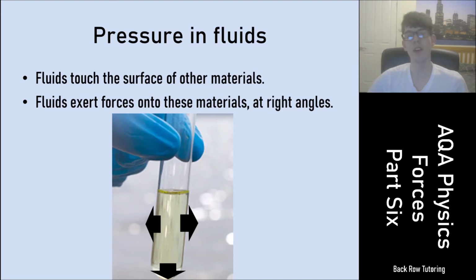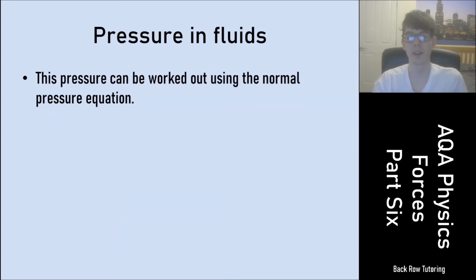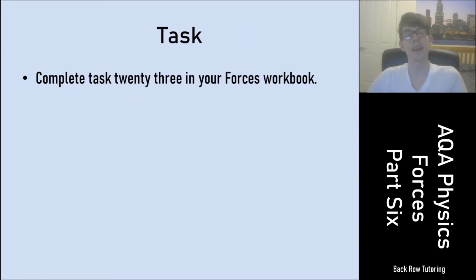So if you've got some water in a test tube, for example, then the water will push against the sides of the test tube. But because these surfaces, in this case a test tube, have surface areas, the fluid puts a pressure on the surface. This pressure can be worked out using the normal pressure equation. Complete task 23 in your forces workbook if you're following along with us.